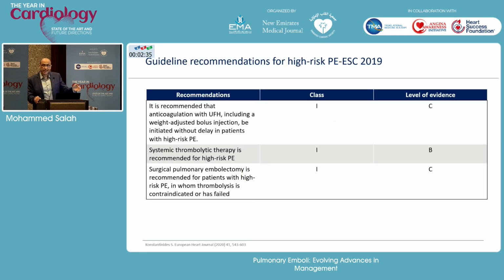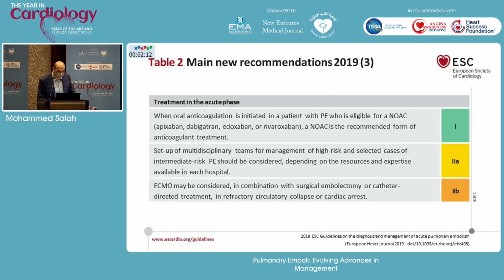So, what are the guideline recommendations for high-risk patients with pulmonary embolism? First of all, it is recommended that anticoagulation with unfractionated heparin, including weight-adjusted dosing, class 1C. Systemic thrombolytic therapy is recommended for high-risk pulmonary embolism or acute massive pulmonary embolism, class 1B. Surgical pulmonary embolectomy is recommended for patients with high-risk pulmonary embolism in whom thrombolysis is contraindicated or failed.